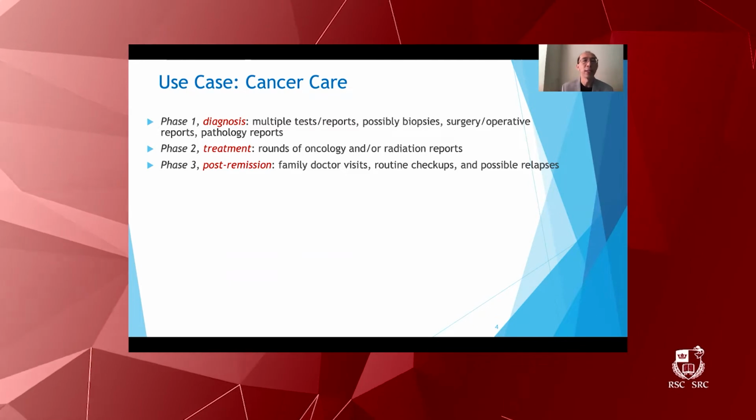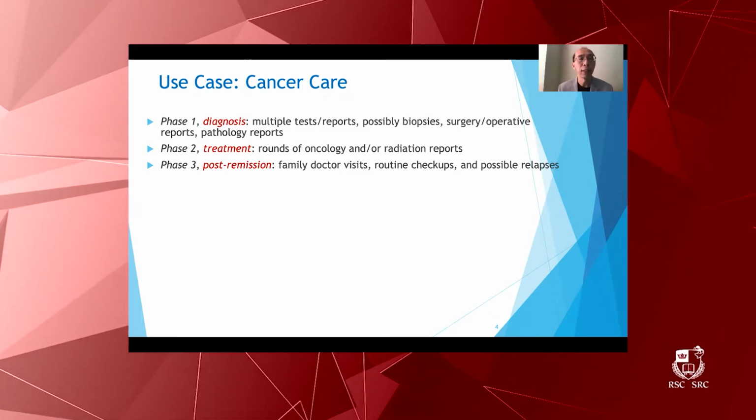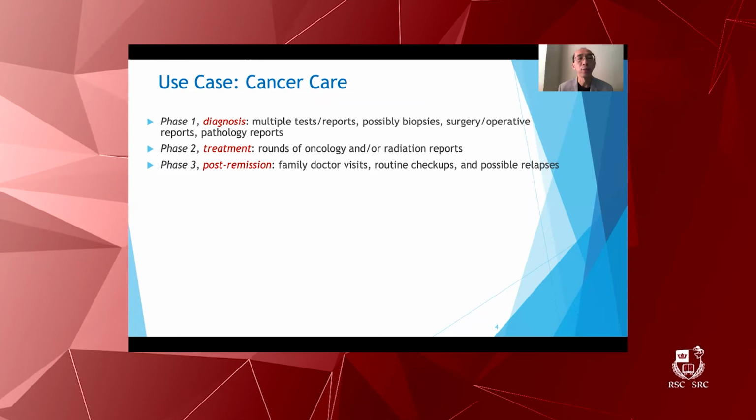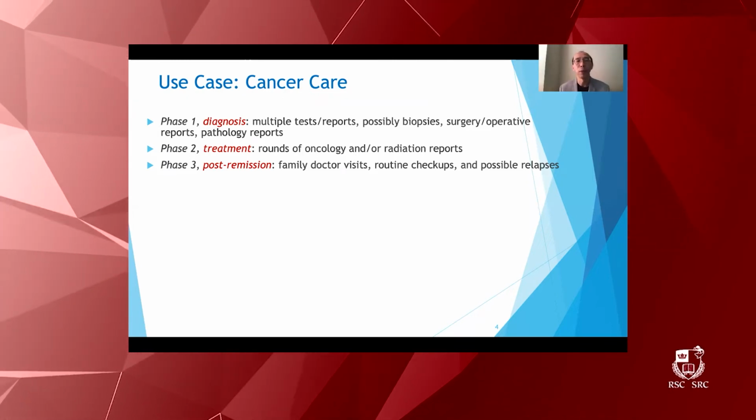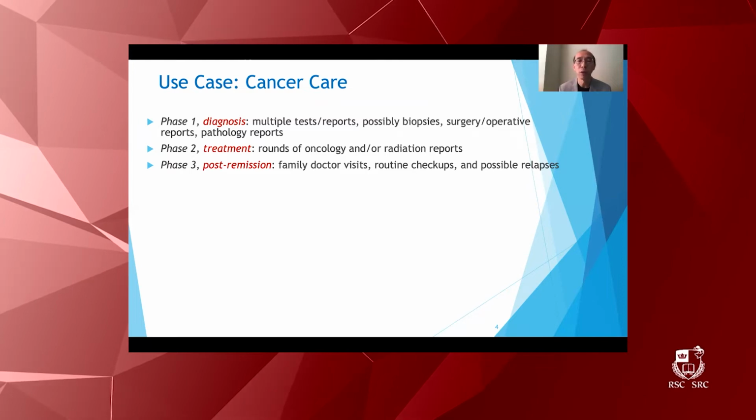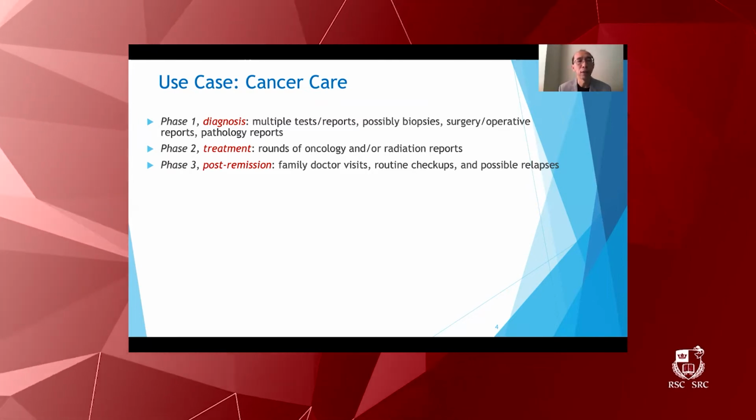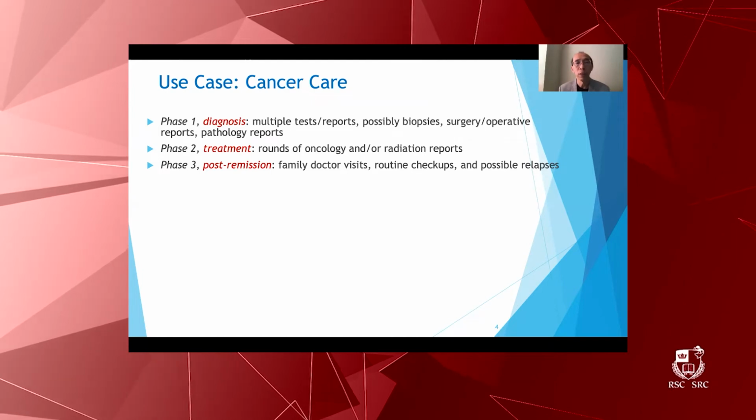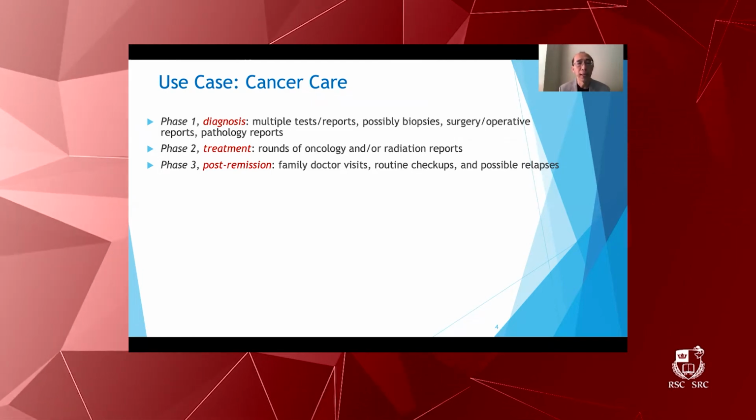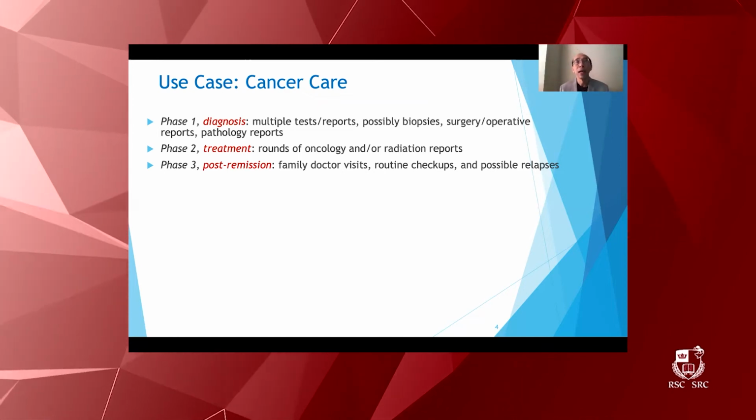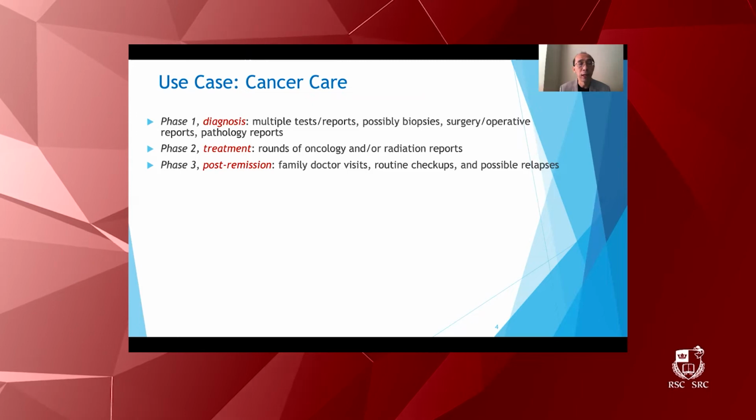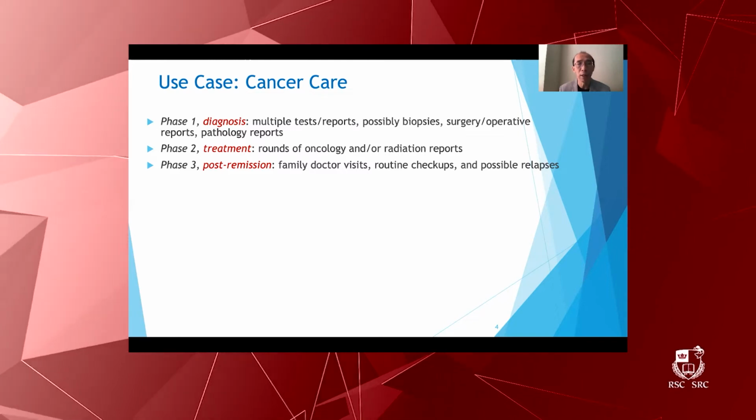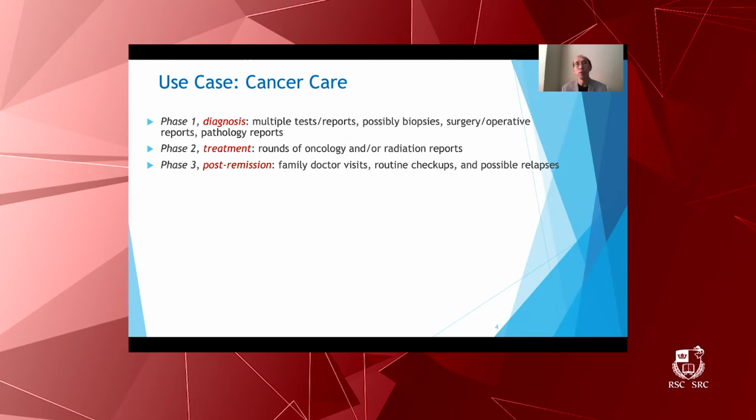There are generally 3 phases for a cancer patient. There's the diagnostic phase, there's the treatment phase, and then there's the post-remission phase. Diagnosis is when the patient undergoes multiple tests from which multiple reports are generated: biopsies, surgery, operations, pathology, etc. And if a patient is diagnosed with cancer, then he or she goes through different rounds of treatment: oncology, radiation, immunotherapy, etc. And even if the cancer has gone away, there's still an additional phase, post-remission. There's a lot of monitoring that goes on to monitor for possible relapses of cancer.